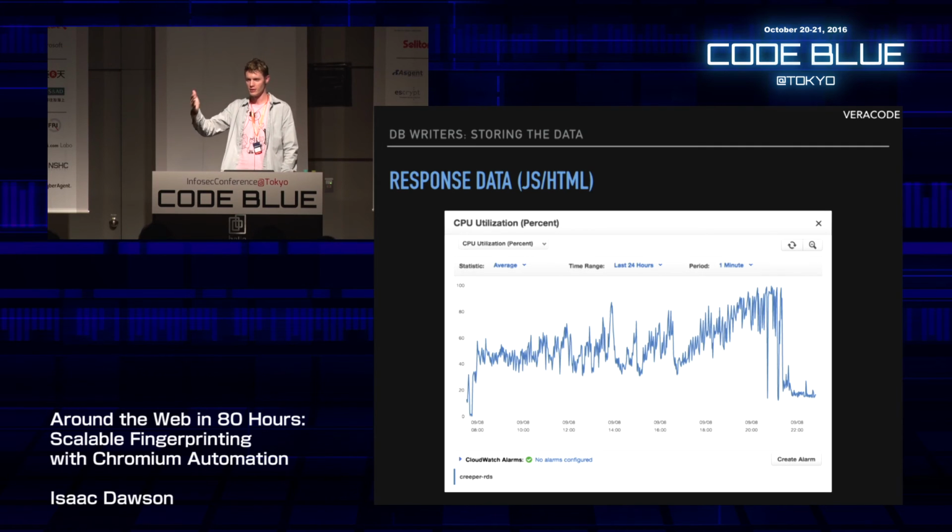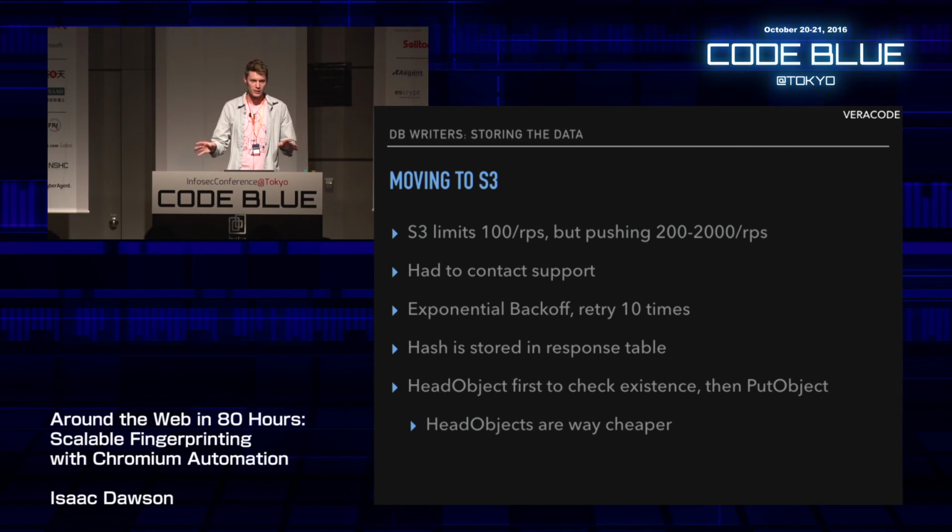What happens is the database writers' queues filled up. That blocked them from reading from the queue from the agents. The agents' queues filled up their disk, they shut down, and that's why it crashed. So I gave up trying to put it into the database. I'm like, you know what, I'm just going to put this in S3. S3 is kind of like a key value store that you can use from Amazon.